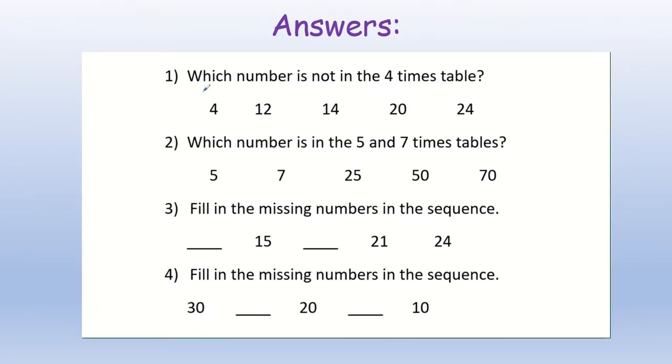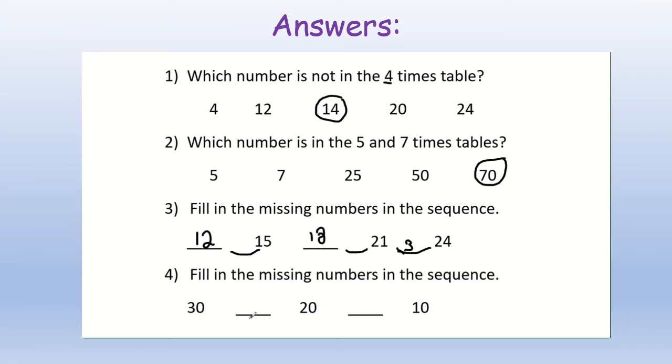So the answer to question 1 is 14. 14 is not in the 4 times tables. A common multiple that is in the 5 and the 7 times tables would be 70. The missing numbers. Well, between 21 and 24, there's a difference of 3. So if we go back, we have 18, 15, take away 3, and 12.